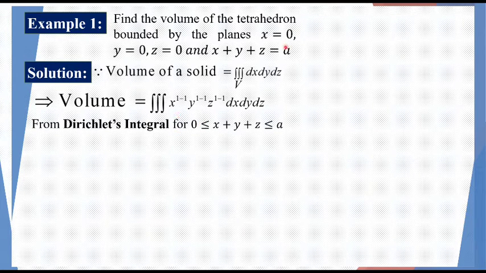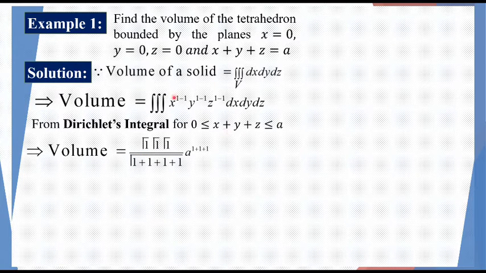So from Dirichlet's integral, for the limit, there is x equals to 0, y equals to 0 and z equals to 0, and x plus y plus z equals to a. So this x plus y plus z is bounded by 0 to a. So the limit lies between 0 to a, and this is of the form Dirichlet's integral because there is no function initially. If there is a function, then we have to apply Liouville's extension, and if there is no function, then we can apply Dirichlet's integral.